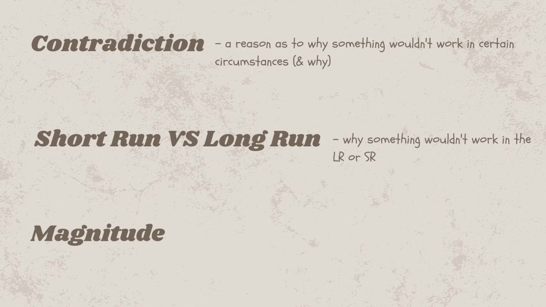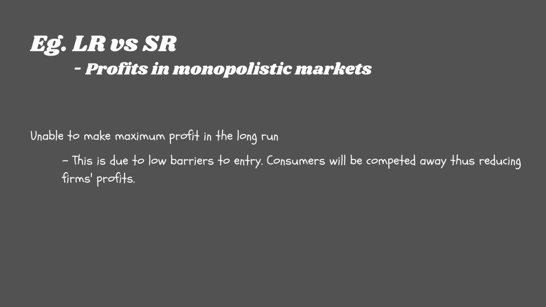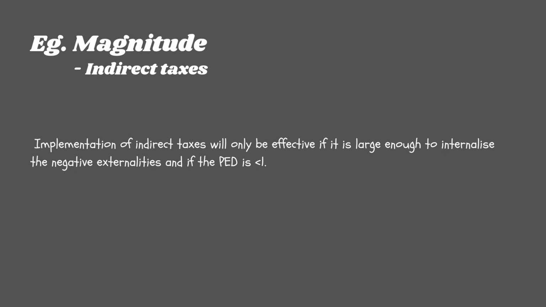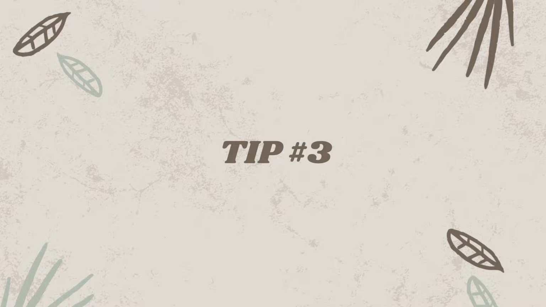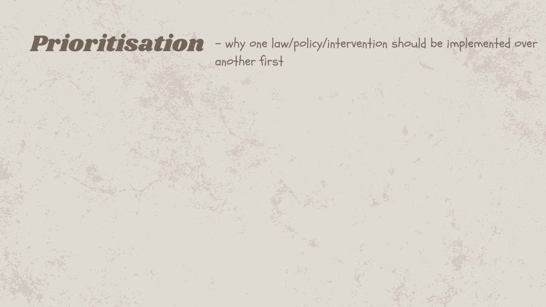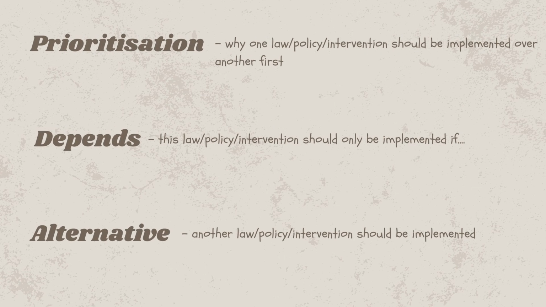Short run versus long run is pretty self-explanatory. You just have to explain why your policy, law, or intervention wouldn't work in the short run or long run. Pause to read this example on profits in monopolistic markets. And lastly, pause to read an example for the third type of evaluation. Tip number 3, for the conclusion, there are 3 ways to write it: prioritization, depends, and alternative.